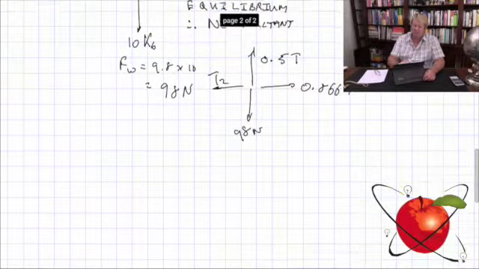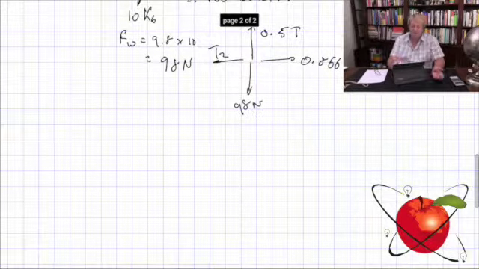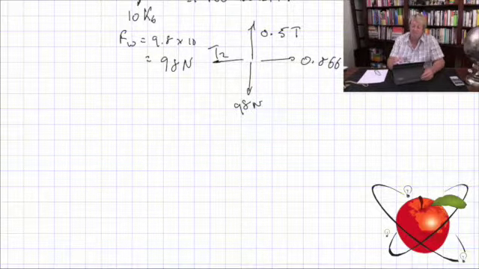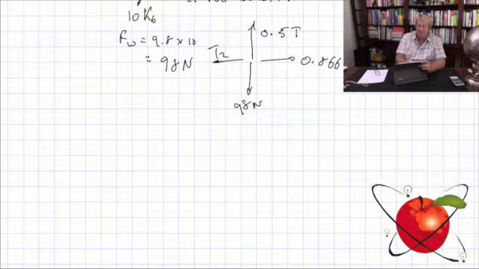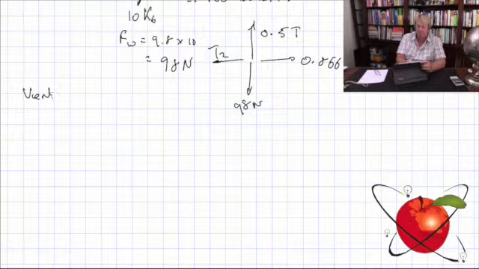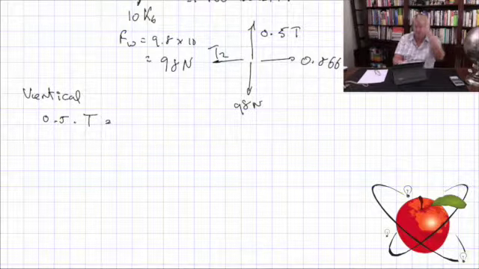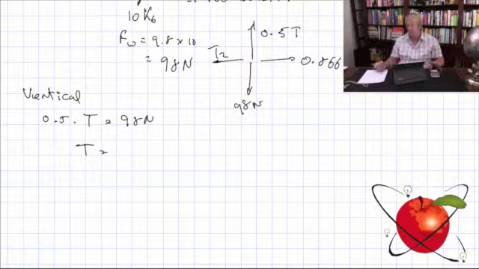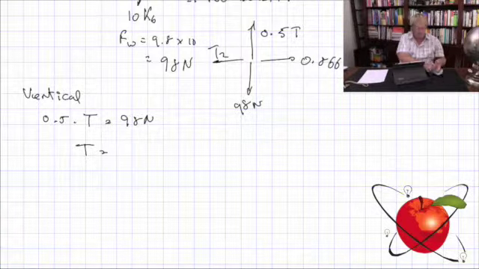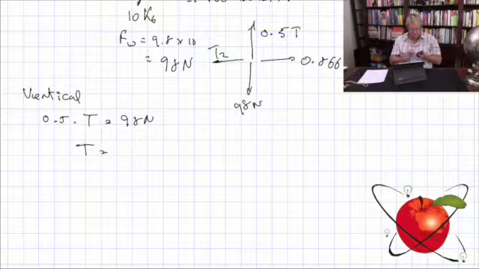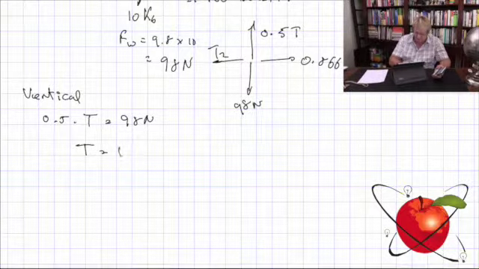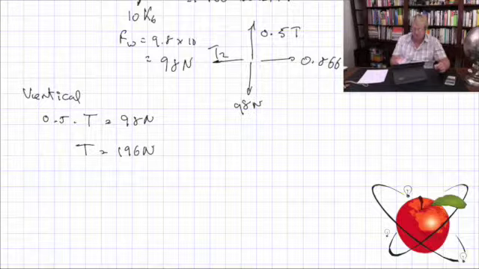Now we go and solve it. Okay? Let's just look at the vertical. 0.5 times T, the vertical one, must be equal to 98 newtons, which is the down. So what is T? Well, T is going to be 98 divided by 0.5. And 98 divided by 0.5 is going to be 196 newtons. Now, hold on. Now we know T.